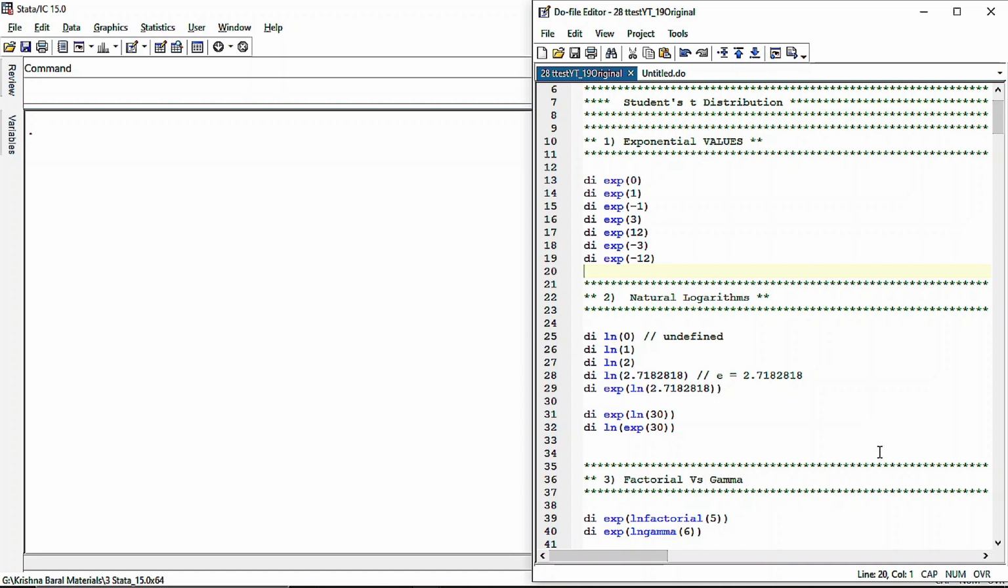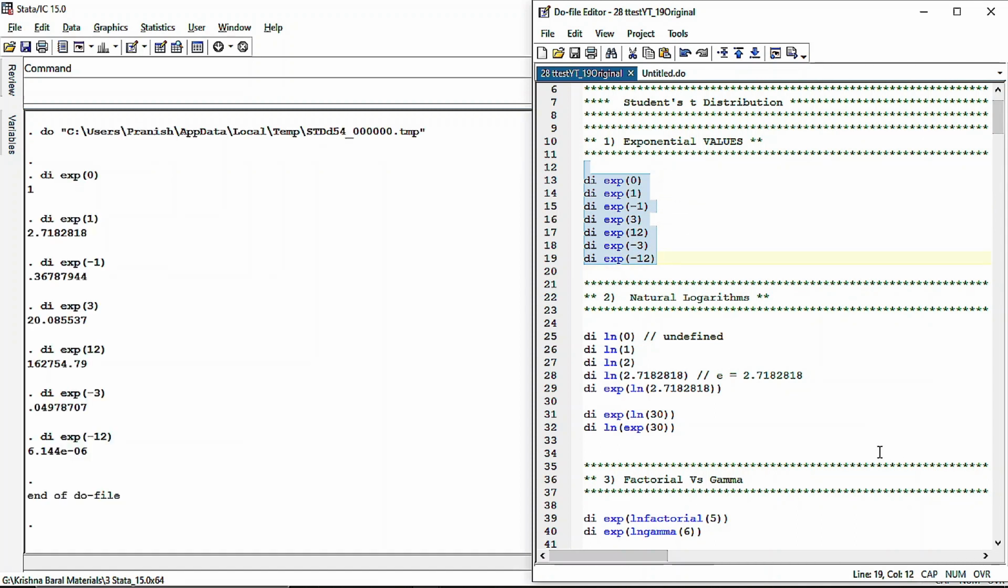In this video, we'll discuss the student's t-distribution, or simply the t-distribution. Before that, let us see some useful functions. The first one is the Euler number, e to the power something. E to the power 0 is 1, and e to the power 1 is the Euler number itself. And e to the power minus 12 is a small number, nearly 0.